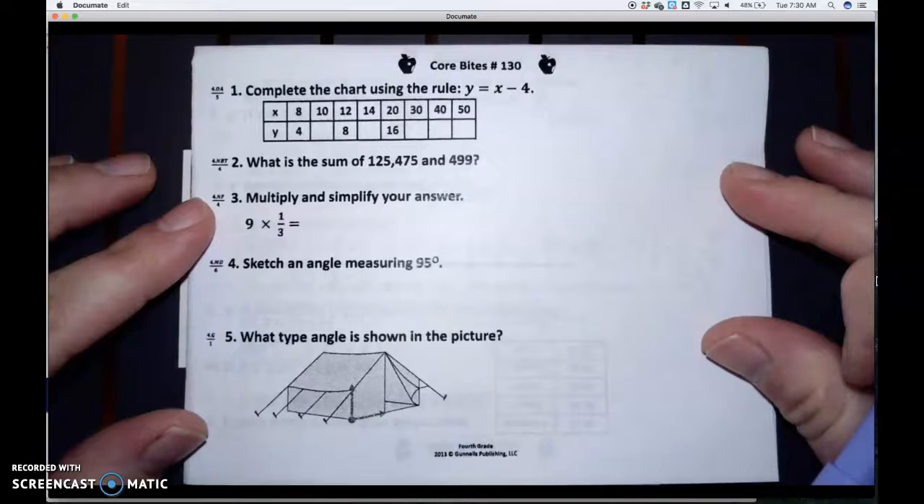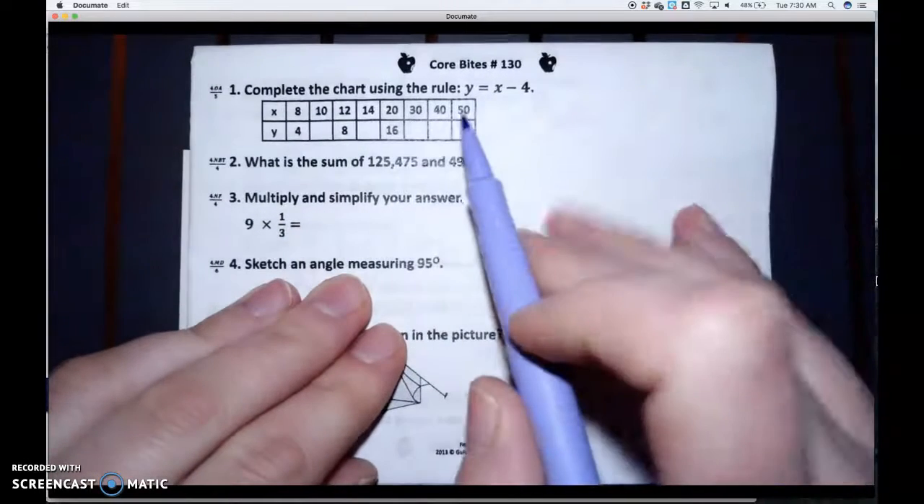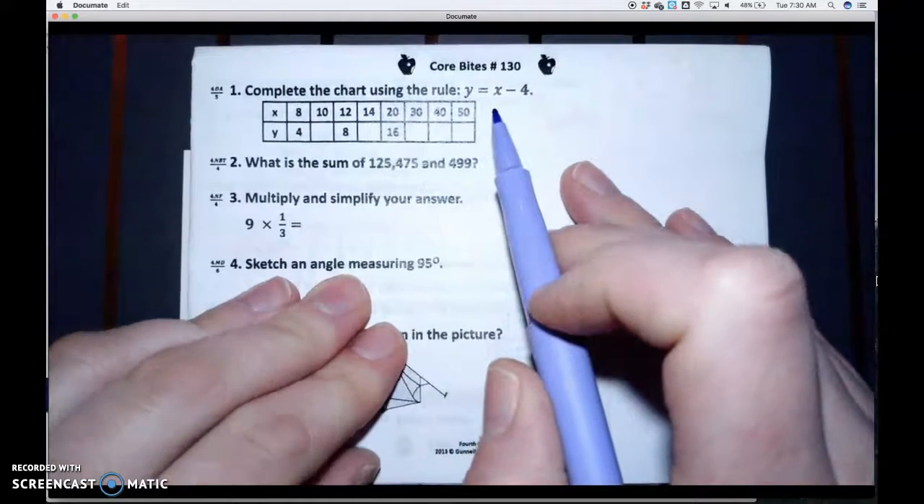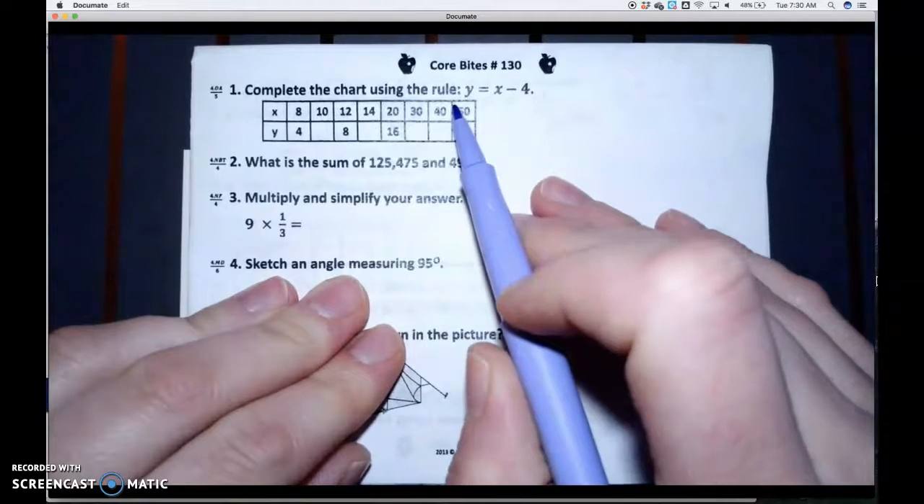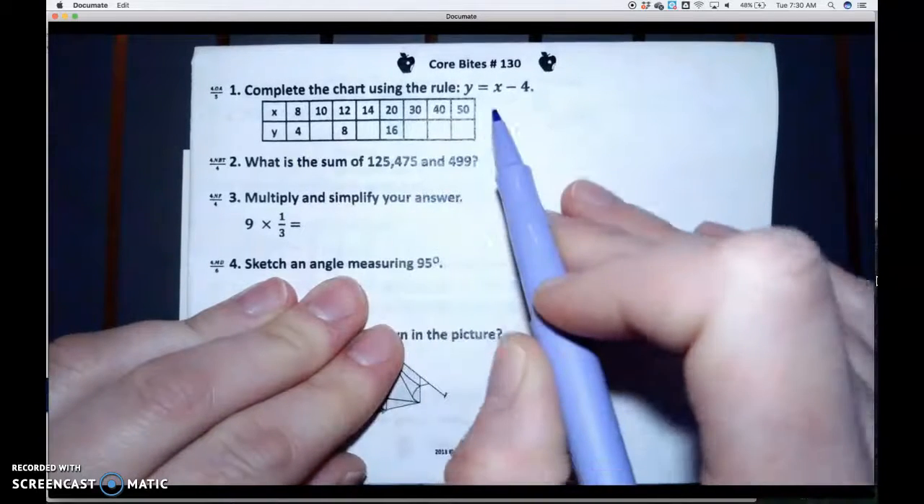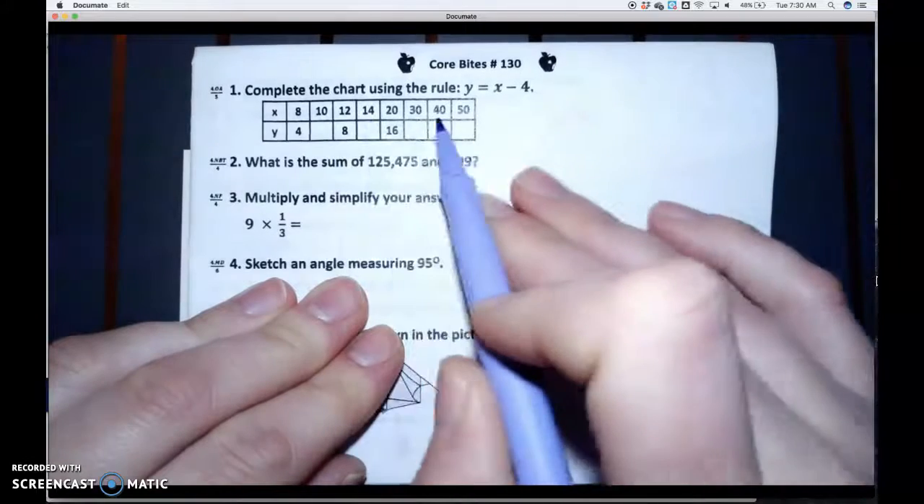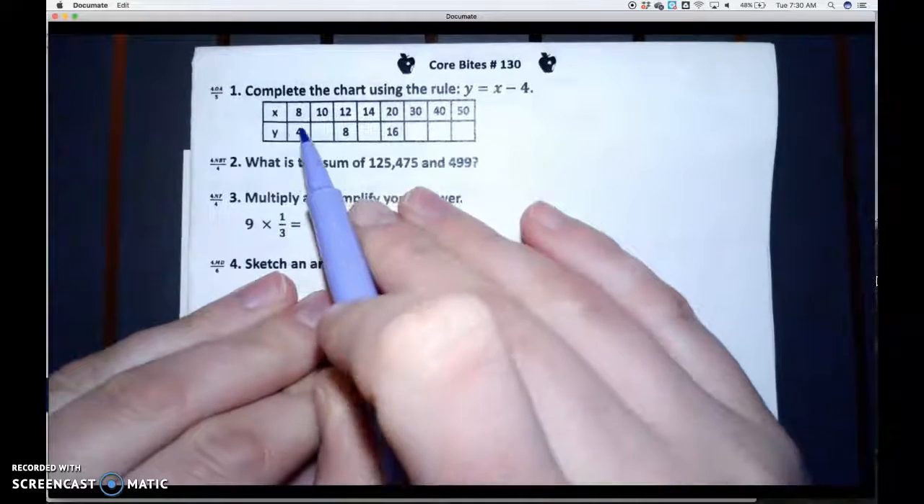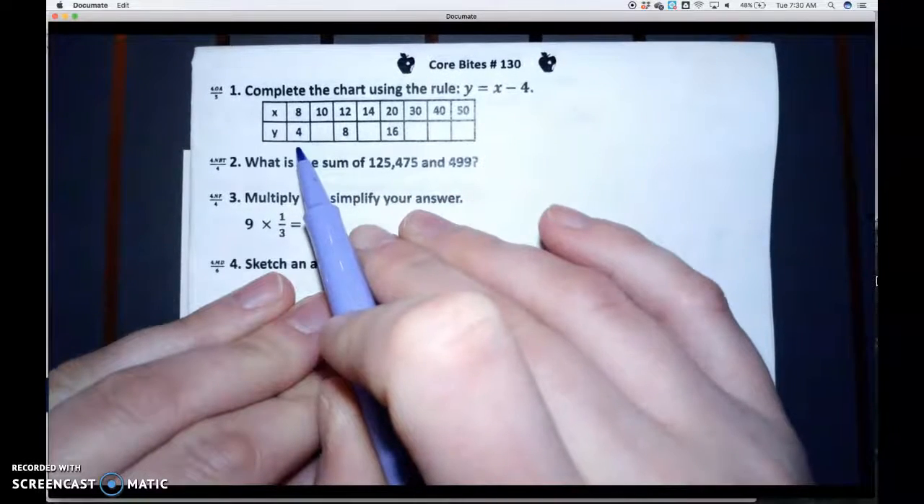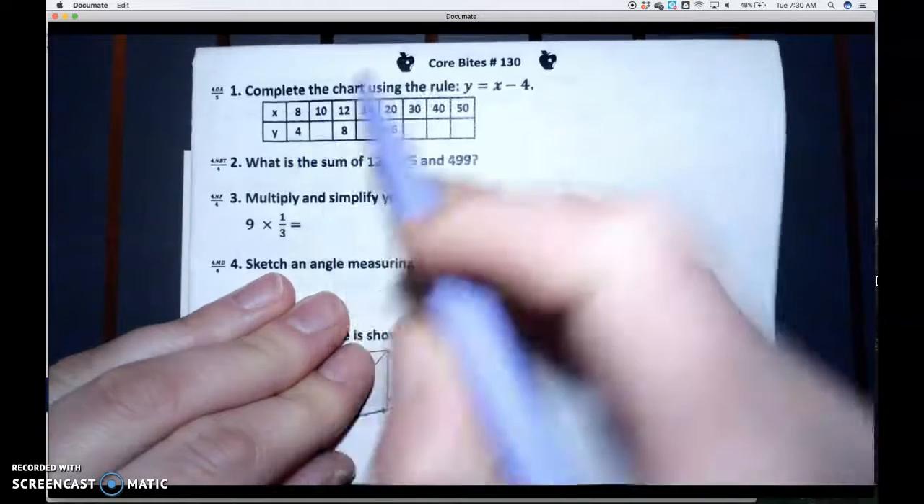So the first one has a function chart and you're trying to figure out the missing numbers. So you have y, which is your answer. You find that by doing x, which is your number on top, minus 4. So 8 minus 4 is 4. 10 minus 4 gives you 6. 12 minus 4 is 8.